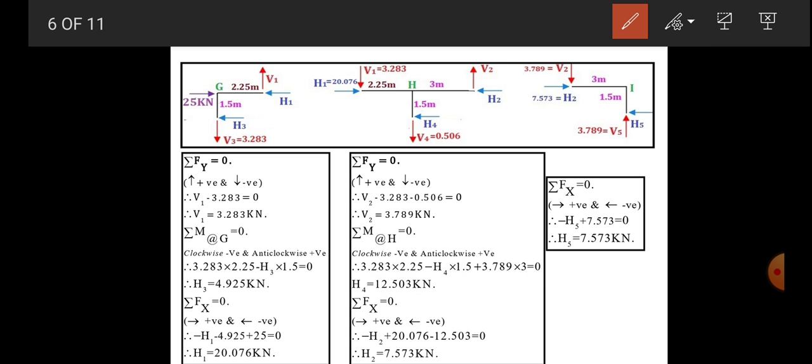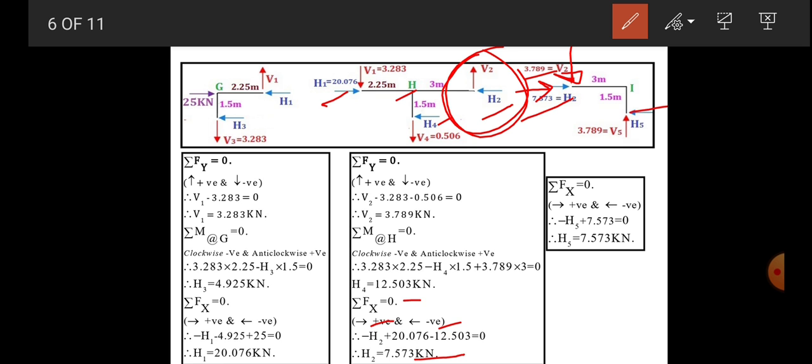Now let us do the summation Fx is equal to 0. By doing so, taking right side positive and left side negative sign, we will get the value of H2 by just adding H1 and H4. We will get the value of H2 is equal to 7.573 kilonewton. Now once we have these two values, take the opposite arrow for the corresponding joint, and keep the same magnitude, because we know them from this H joint.